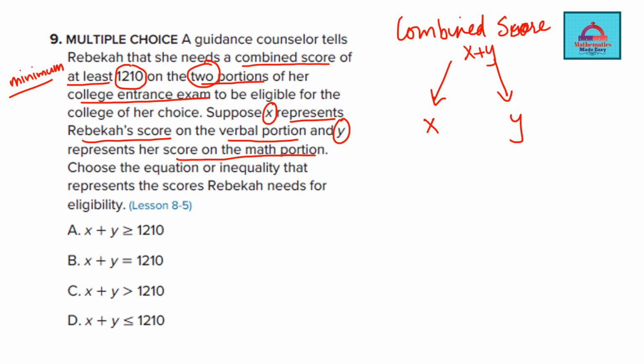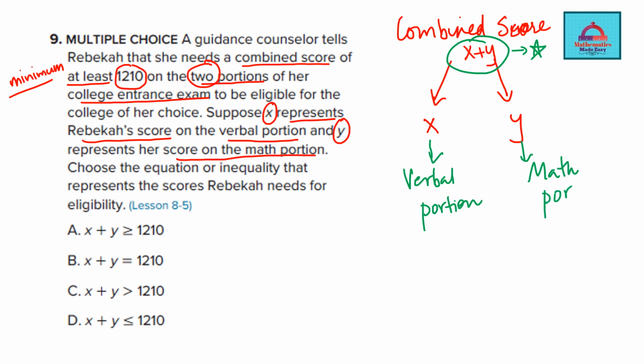Now I'm going to just change the color here. So this score is very, very important for her admission into the college. X is here representing her score in the verbal portion of the exam, and then Y is representing her score in the math portion. So maybe there are two sections to the exam that she is giving. Now choose the inequality or the equation here which will represent the scores that Rebecca needs for eligibility.